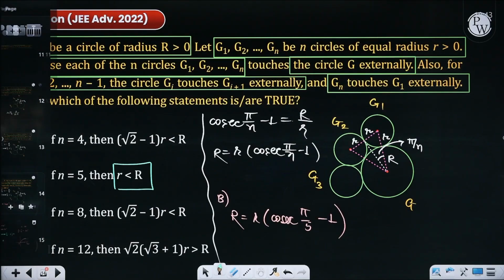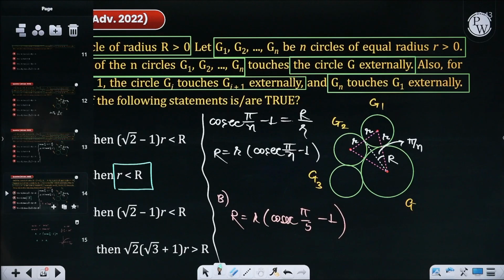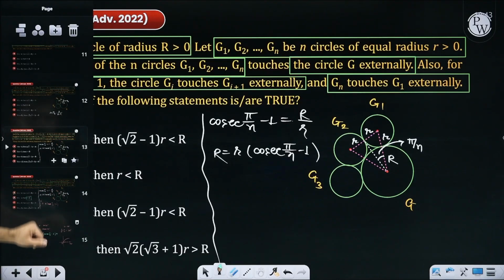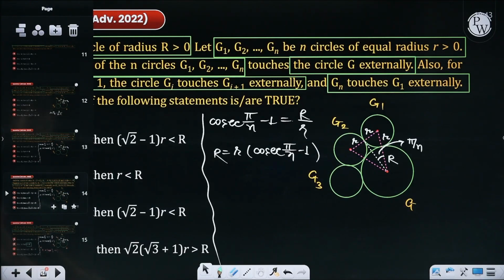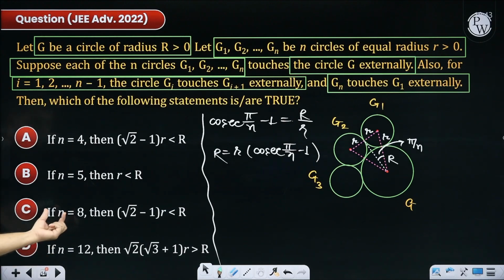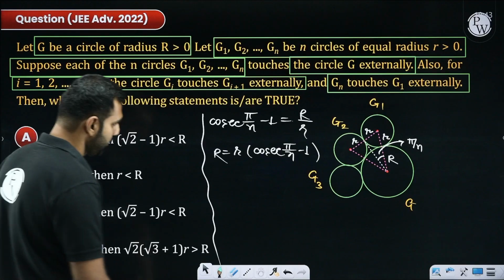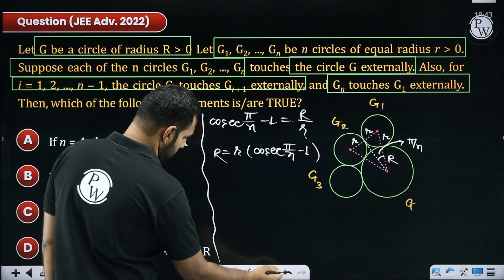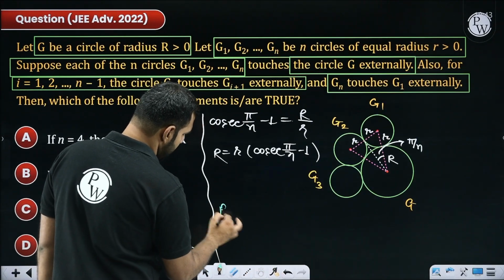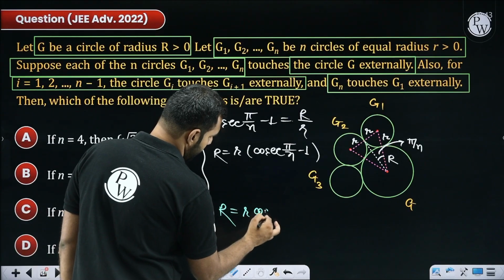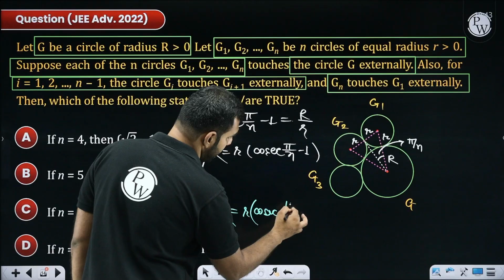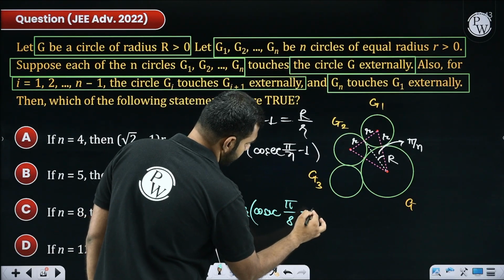Then the next thing which we build here is the next option, option C. So let me move ahead with option C now. I hope everyone is comfortable with whatever is being done. Option C says if n is 8. So if n is 8, what do we get? We get capital R as r times cosec(pi/8) minus 1. Everyone getting this?